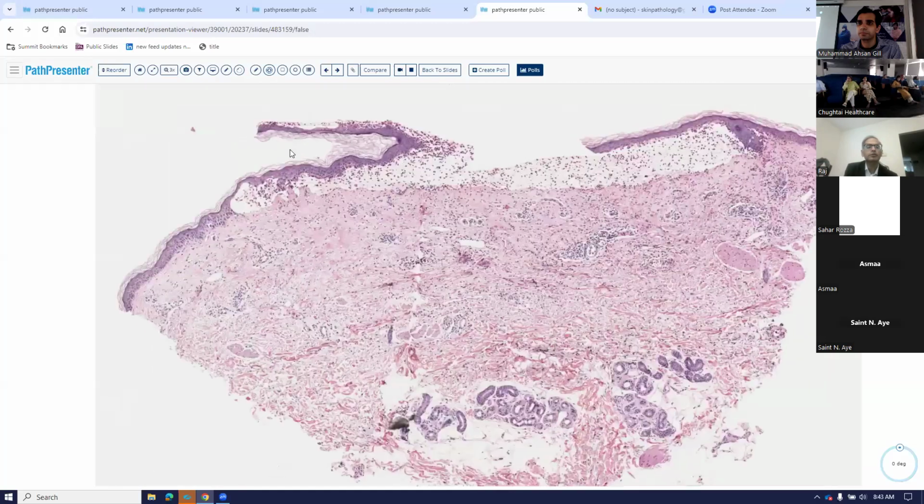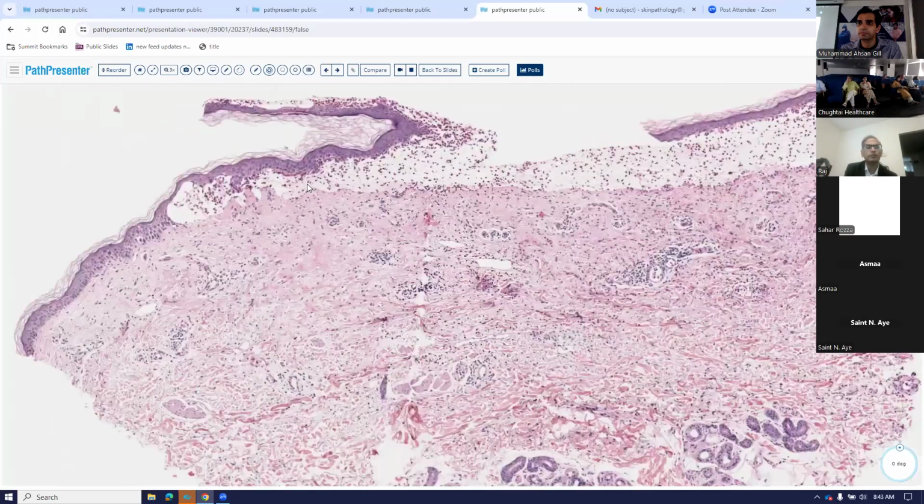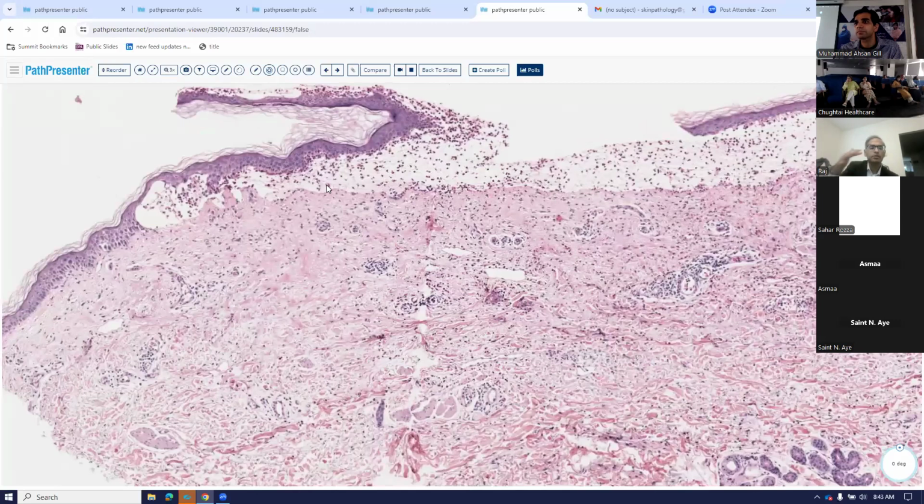Is the bulla within the epidermis, or is the bulla below the epidermis, which is termed subepidermal? So the two terms that you will see are whether the bulla is intraepidermal or subepidermal, and based on that, your differential diagnosis will change completely. Here the bulla is below the epidermis, so it is subepidermal.